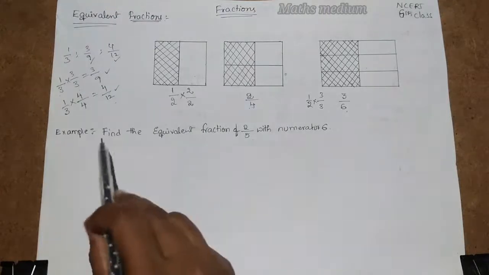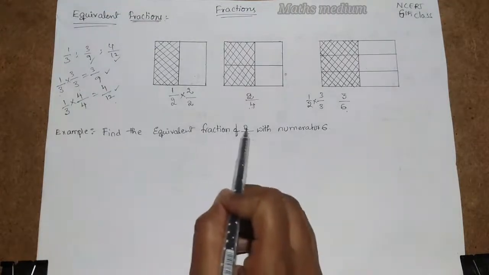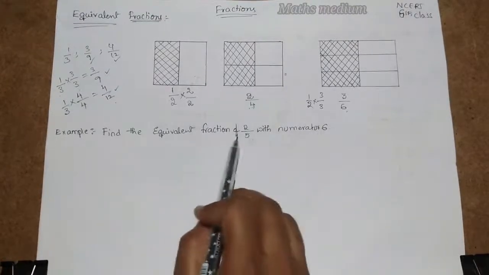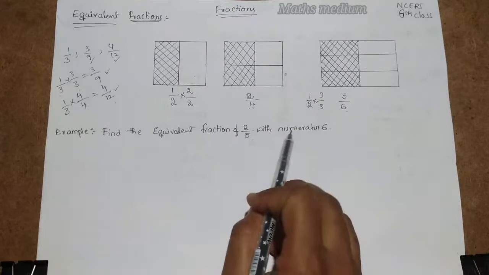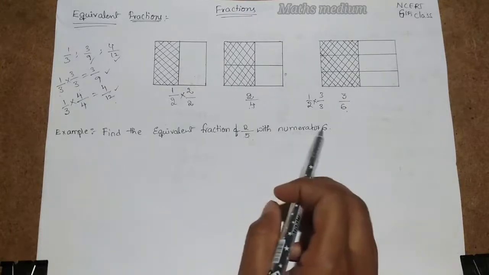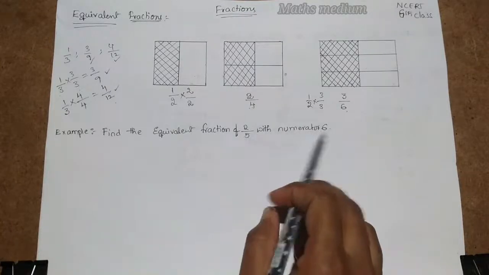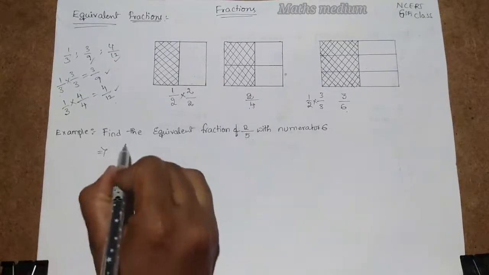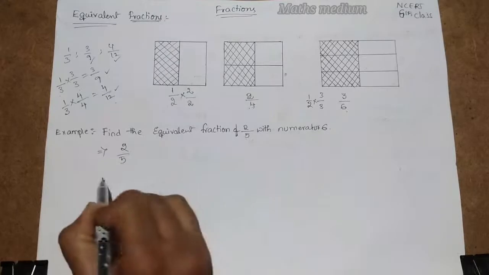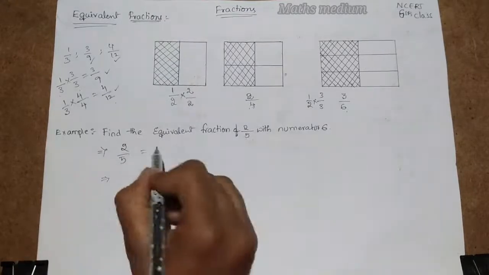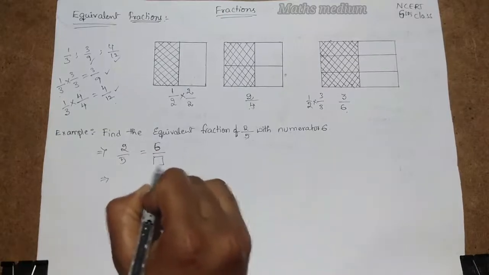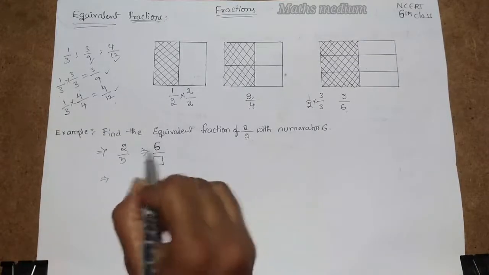Okay, let's start. Find the equivalent fraction of 2 by 5 with the numerator 6. So we have to take the fraction 2 by 5 and make its numerator 6. So let's take the given fraction, 2 by 5. In the numerator we have to get 6. So this is an example only. We have to get 6.